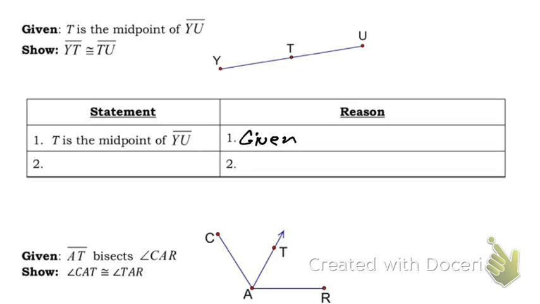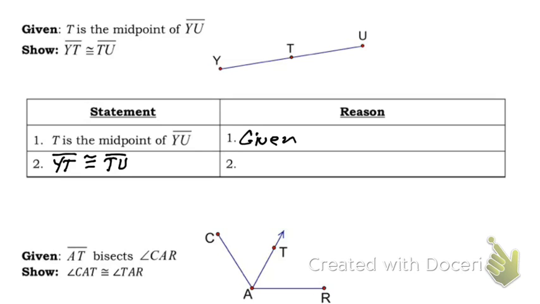This is basically a two-step proof. When you start doing it on your own, you're not going to have these numbers. You won't know what you need to do. But let's look at what we need to show. We need to show that YT is congruent to TU. That makes sense because I said midpoint. But now we have to show why that's true. So our step 2 is going straight to YT is congruent to TU.